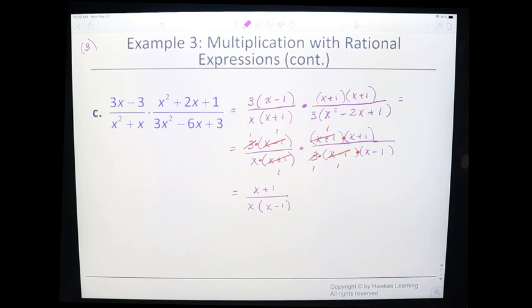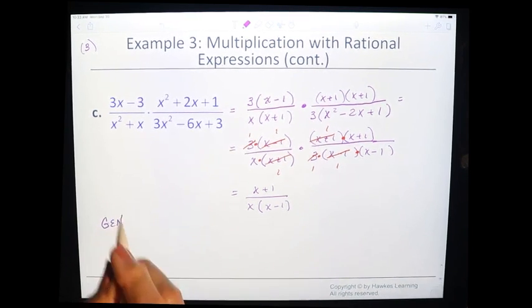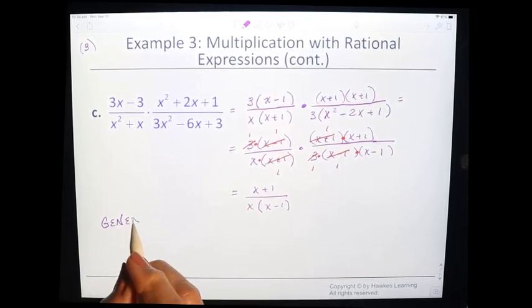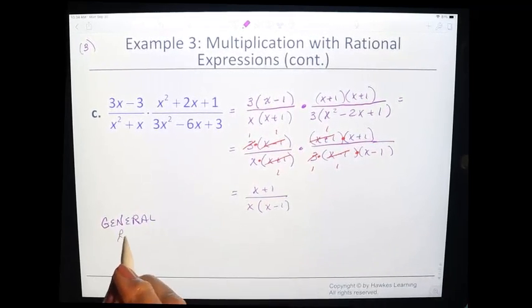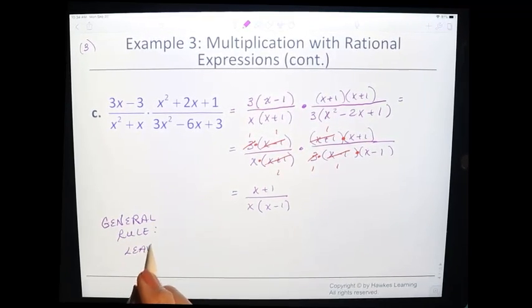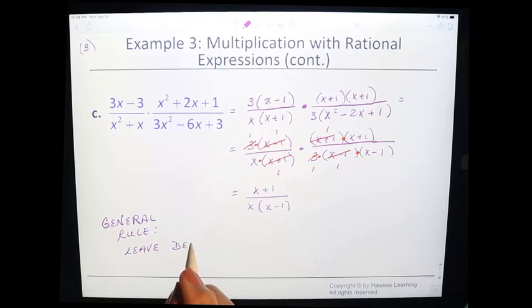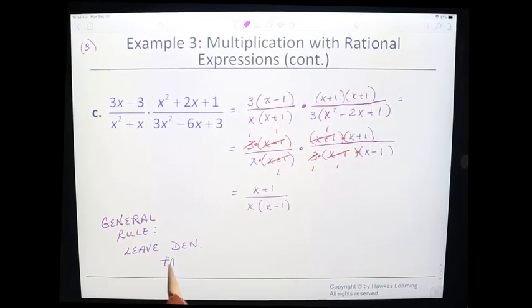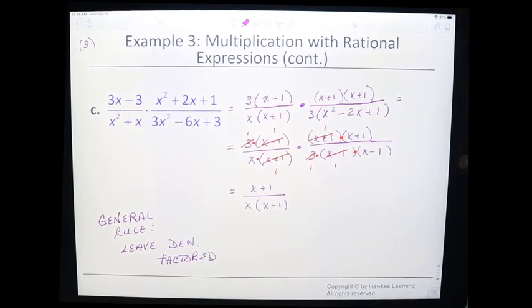Okay, so when you're writing these answers, do you want to multiply this back together, or do you want to leave it in factored form? It's kind of a general rule that you want to leave the denominator factored. It's kind of up to you. I like to leave it factored in case I want to do something else with it later on. It's already in factored form. So that's the general rule I would suggest that you follow.